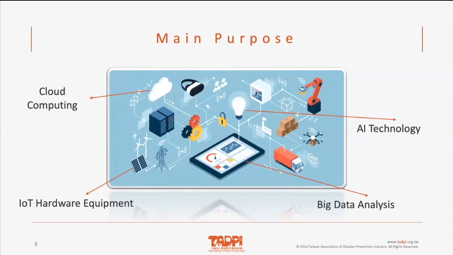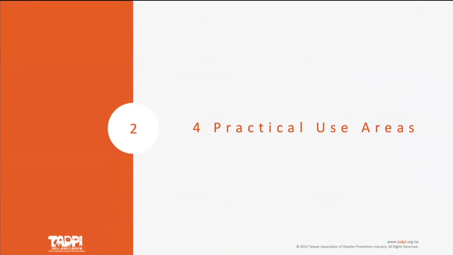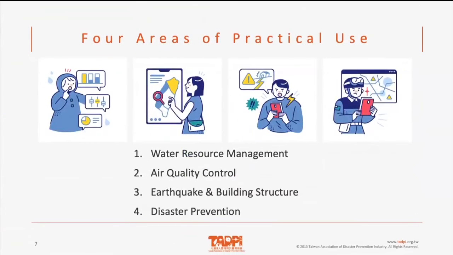With the technology mentioned, we are able to meet our needs in four environmental areas. Please, next slide. Yeah, the four areas. These are water resource management, air quality control, earthquake and building structure, and disaster prevention. With the effort, hopefully we can peacefully coexist with the natural environment in this digitalized era. And now we have known what the four areas are. Let us see a bit more about the solutions in each domain. And next slide.